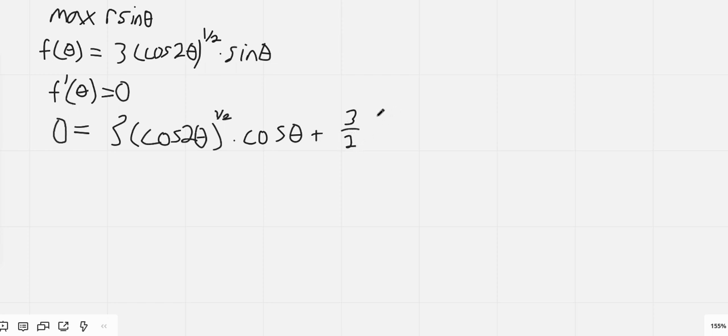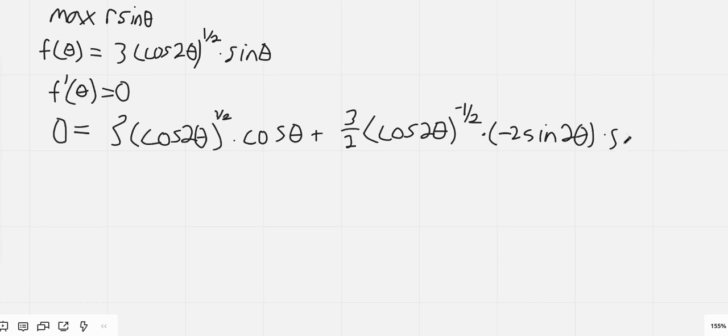And then, so this is just the power rule. So that becomes a negative 1/2. And then times, we have to take the derivative of the inside, which will become negative 2 sine of 2 theta, and then times sine of theta.